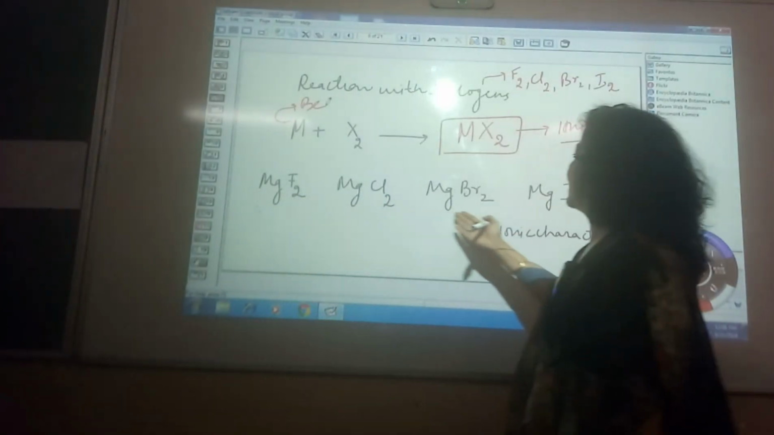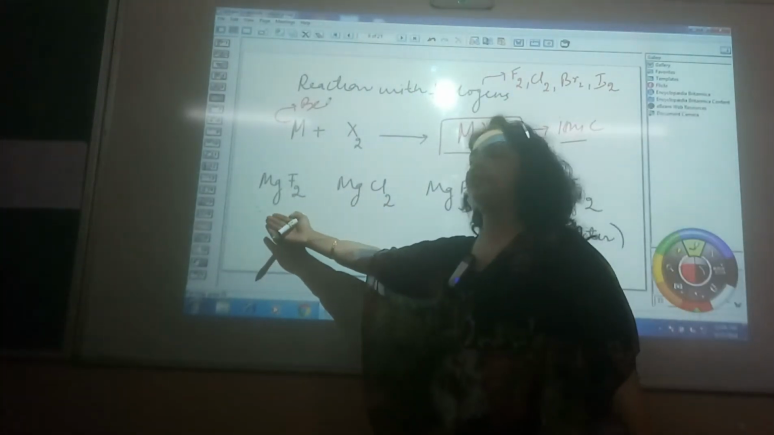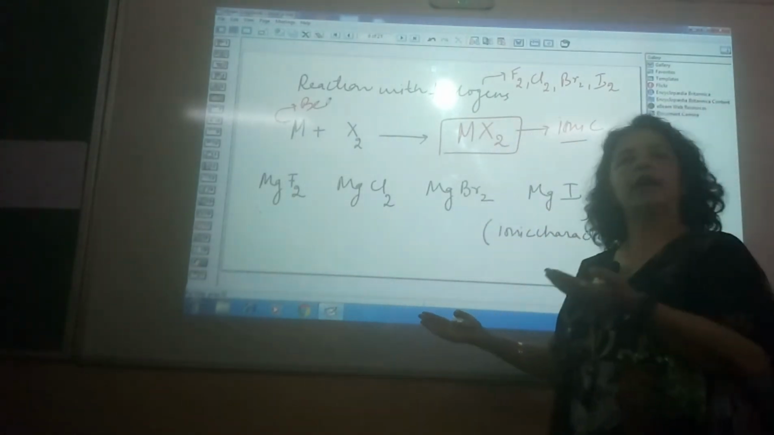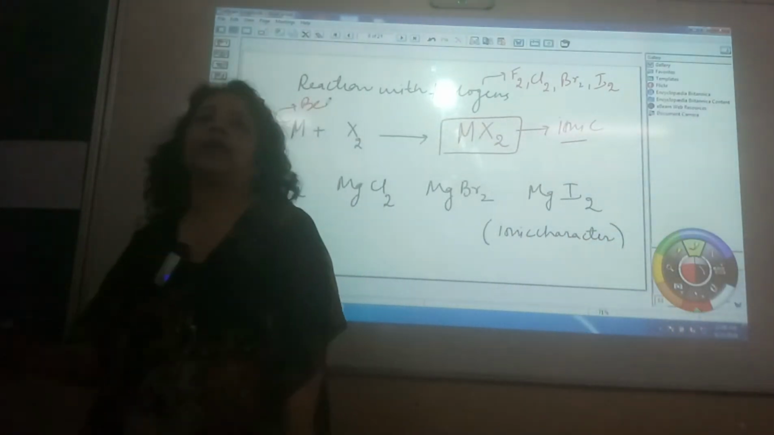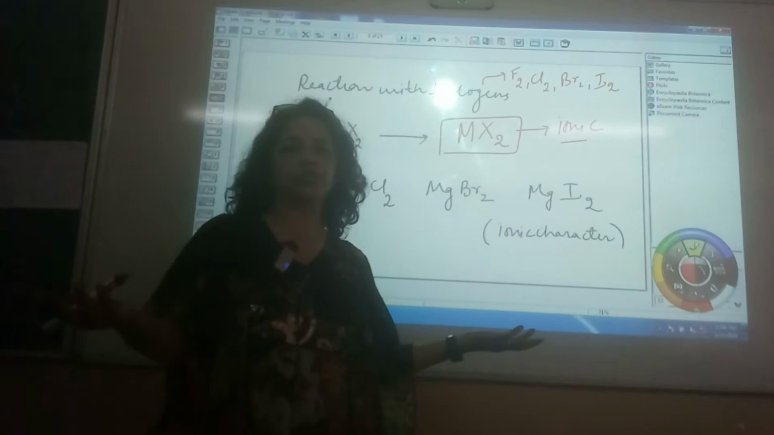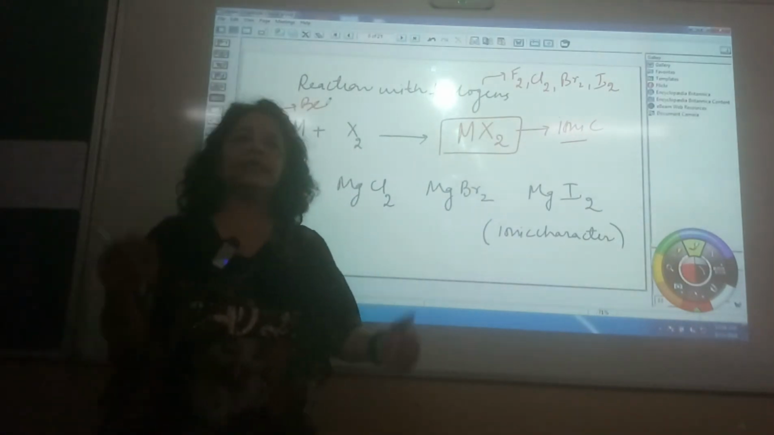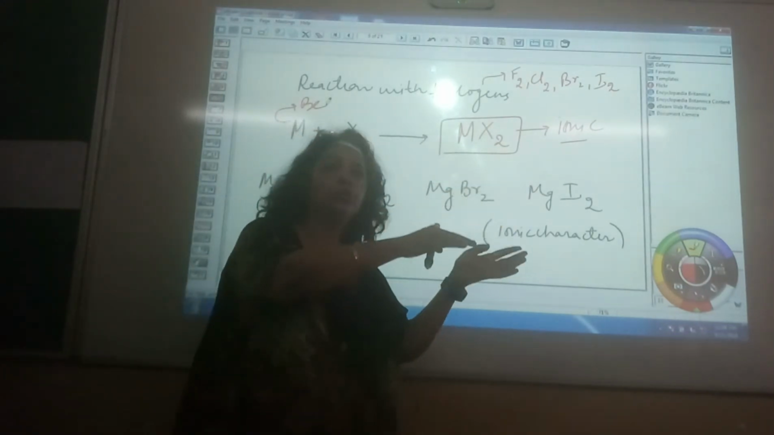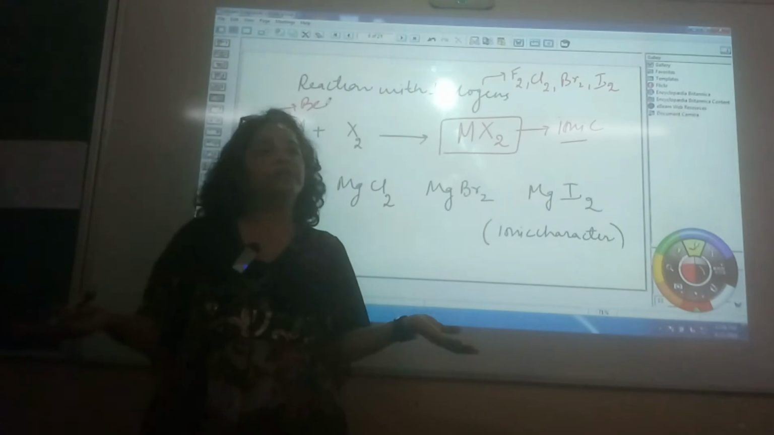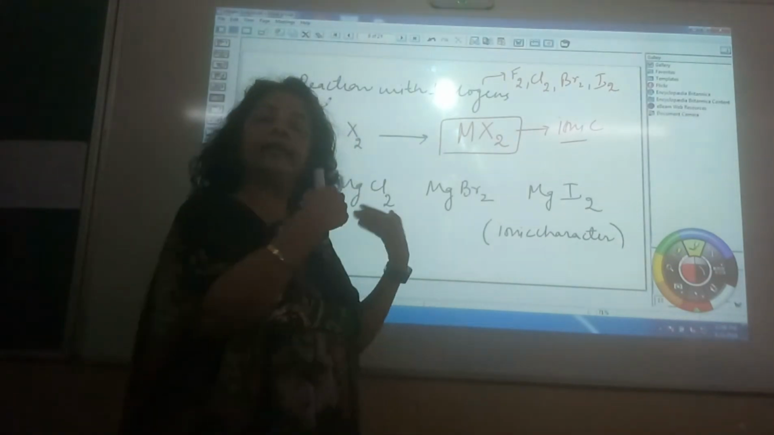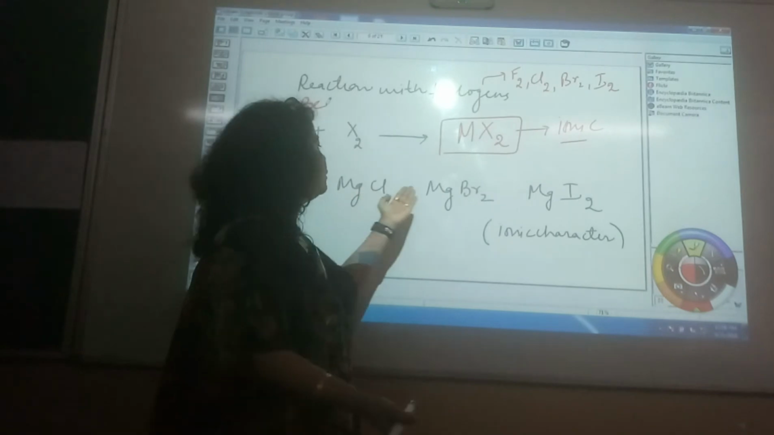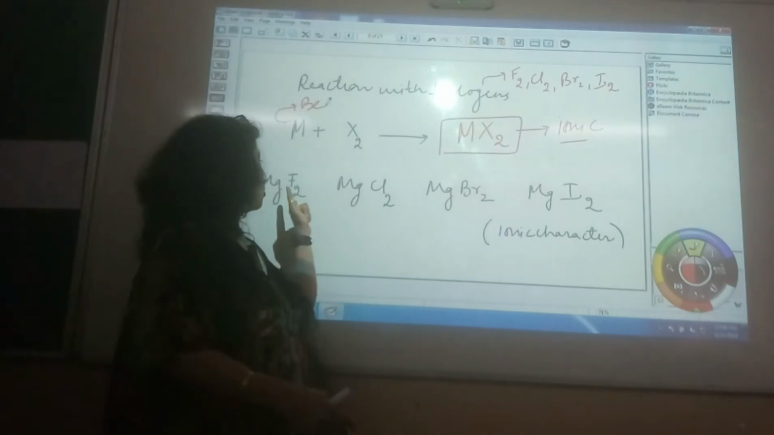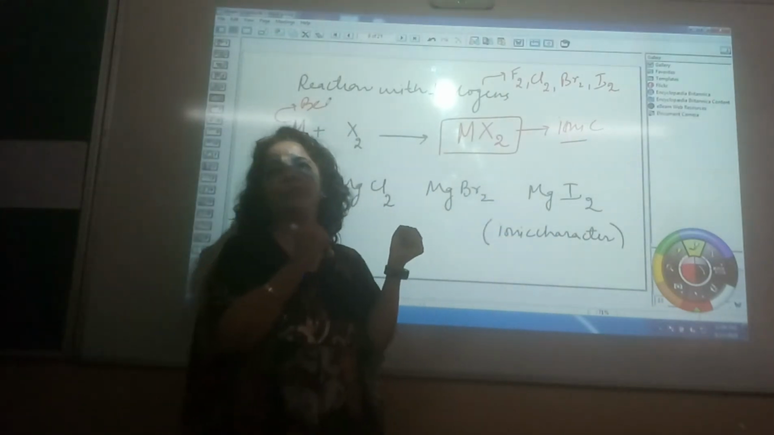If I talk about the halides of magnesium, this is my magnesium fluoride, magnesium chloride, magnesium bromide and magnesium iodide. All of them would have an ionic character, and our aim is to check which is most ionic. To check which is most ionic, what is an ionic bond? An ionic bond is when an electron is transferred from the metal to the non-metal. Now in these cases the metal remains the same. If the metal is same, it can easily lose the electron, and that is the common factor in all the 4 compounds. Now talking about the non-metal, which non-metal do you think will easily accept the electron?